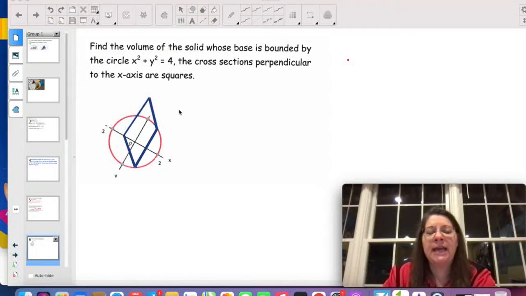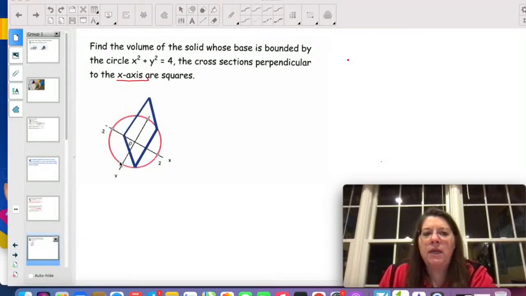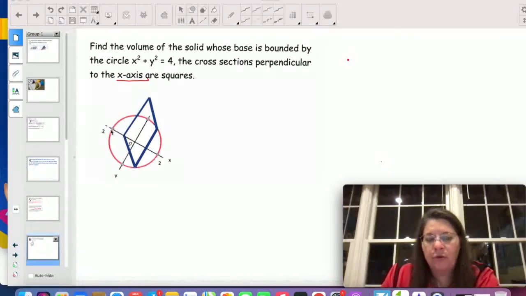Now remember, dx will be your thickness of this graph. If we're thinking about the boundaries, the sections are perpendicular to the x-axis, so our boundaries are going to come from the x-axis. Okay, remember, the 2D shape here is the circle. If it's perpendicular to the x-axis, our boundary, A and B, come from the x-axis. So where does the circle begin and end? From -2 to 2.